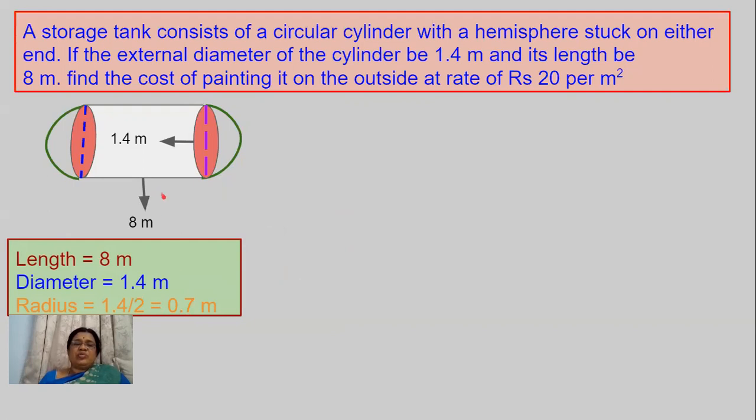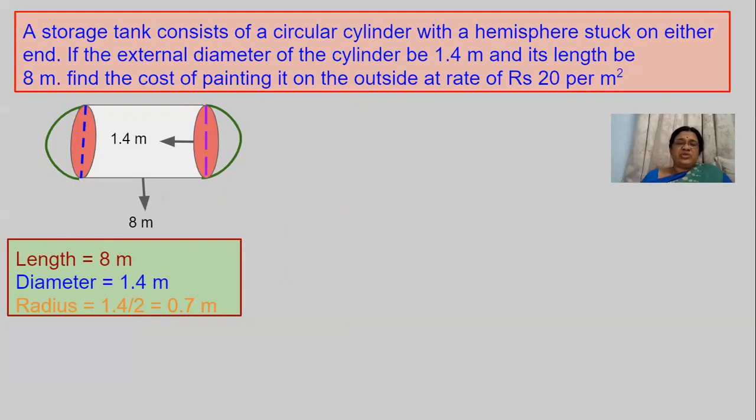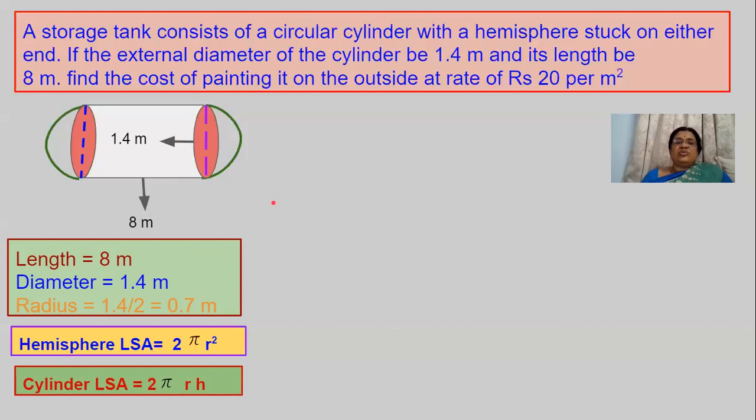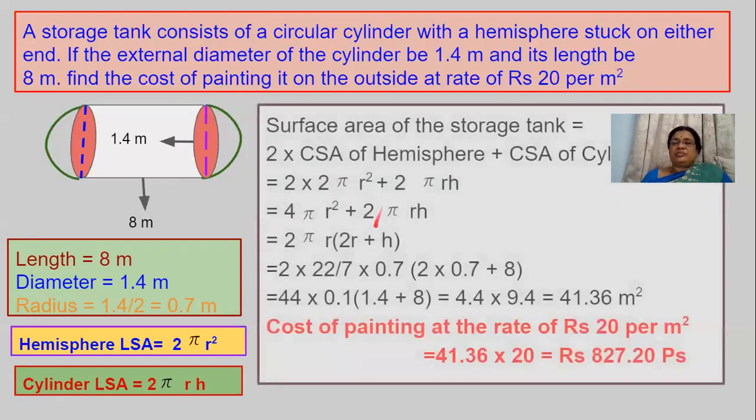So in this problem, which formulas will apply? Which formulas you have to remember? So the first one is hemisphere, LSA, hemisphere LSA you have to know, that will be 2 pi r square. And the cylinder LSA also you should remember, that is 2 pi r h. So we'll work out the problem now.